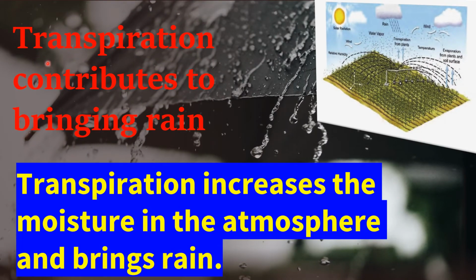That's why we can say transpiration contributes to bringing rain. How will it contribute to bringing rain? Due to transpiration, the moisture content in the atmosphere increases. Transpiration increases the moisture in the atmosphere and brings rain.